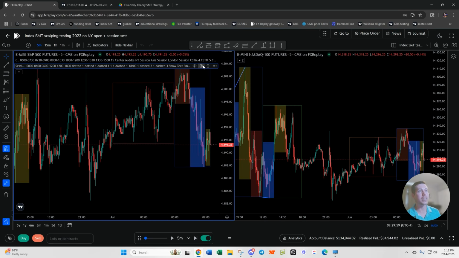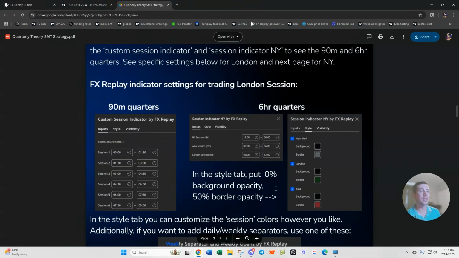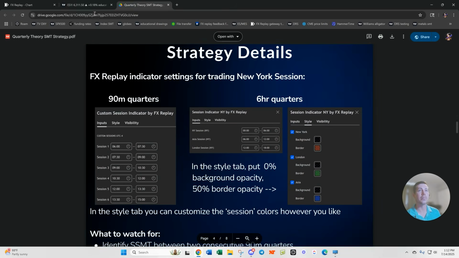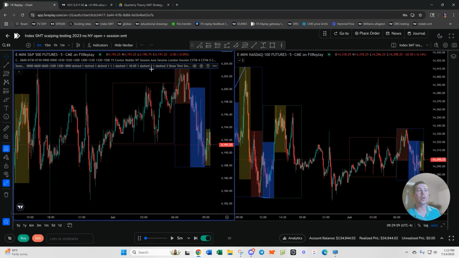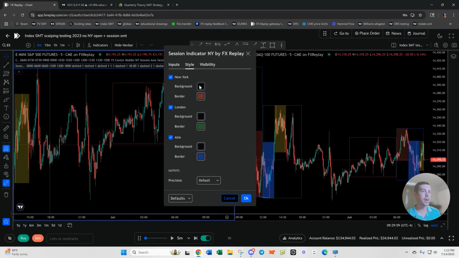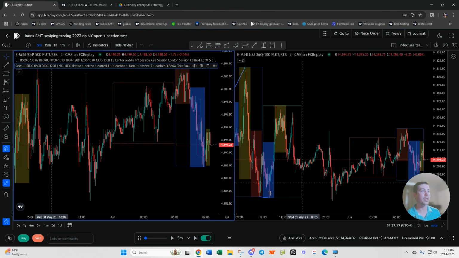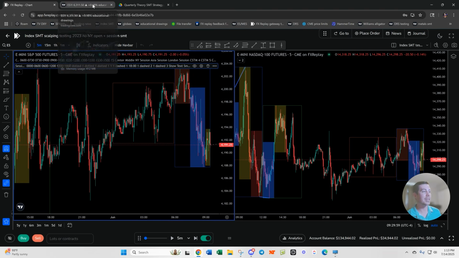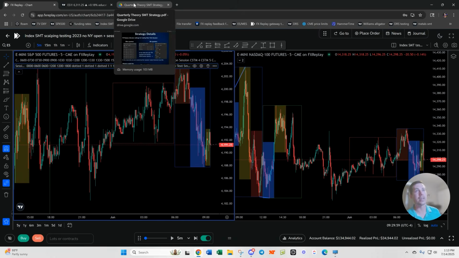You can see them overlapping with each other, and I have these specific settings in the strategy PDF, whether you're trading London session or New York session. But the only thing to note is for the sessions, all I did was come into the style tab and turn off the backgrounds. I put the opacity to 0 on these, and I brightened up the border a little bit so it's a little more visible. So you get this nice border on the outside and then have the 90-minute quarters inside. So basically I was able to duplicate this quarterly theory indicator just using a couple things within FX Replay. Most of the time, if you get a little creative, you can often duplicate stuff in TradingView, even if we don't have that exact indicator.